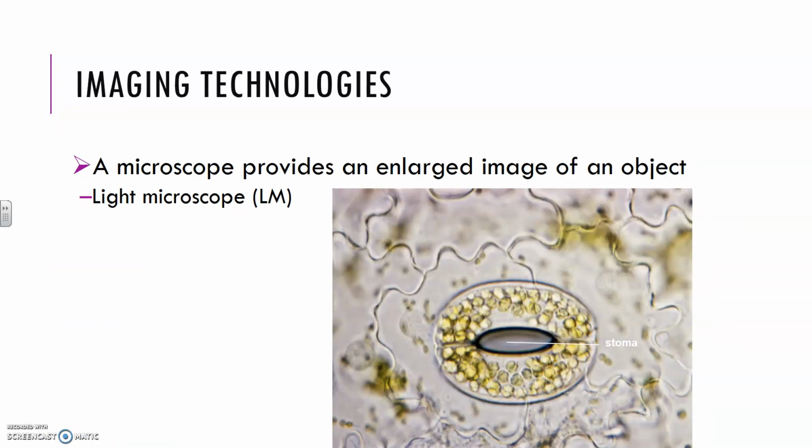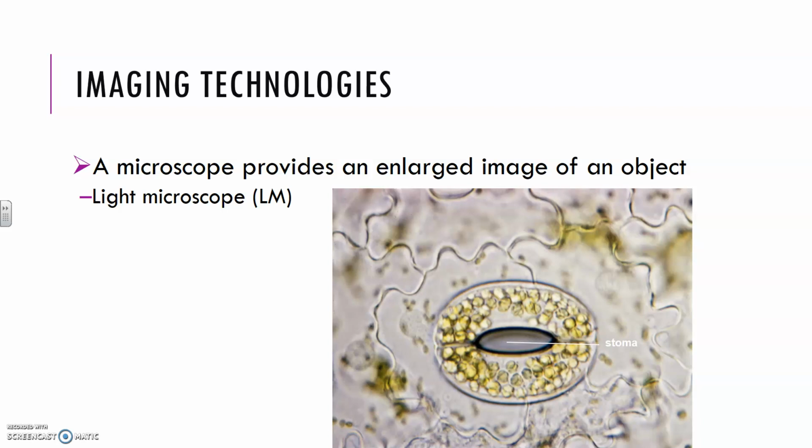So different examples of microscopes. You do have a light microscope here, which is shortened as an LM. So this is looking at the stoma in a leaf. Okay, so these are the little openings on the bottom side of leaves that let oxygen out and carbon dioxide in. So we'll talk about these more later, okay, when we start talking about plant biology. So this is a light microscope.